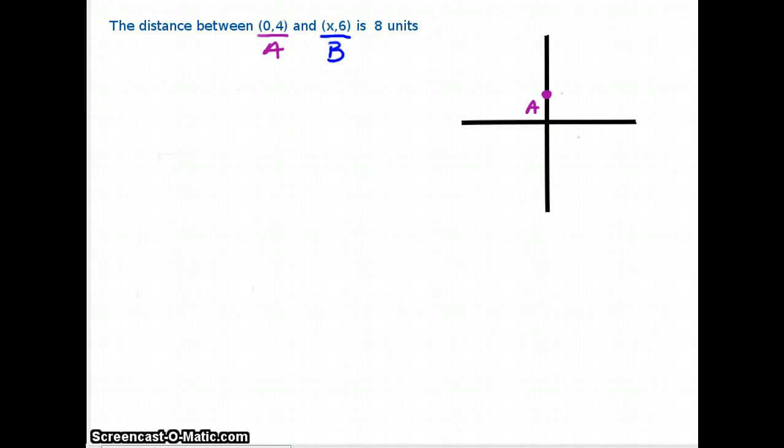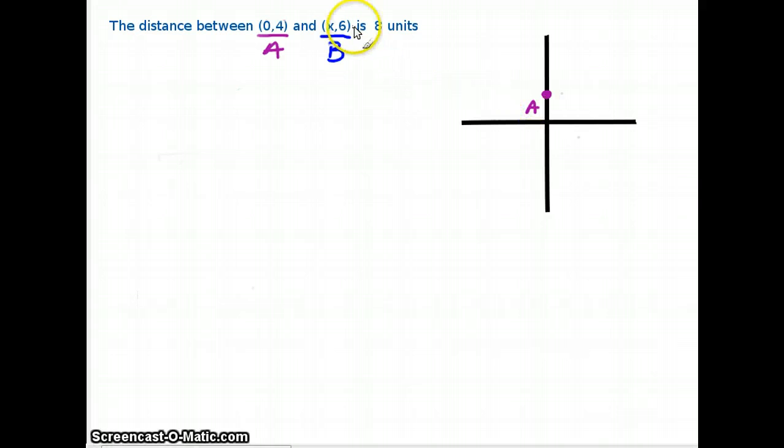The next thing that I'm going to do is look at B right here and see that this x value is unknown, which means that I have the option of moving to the left or to the right as much as I want. So not knowing that, I'm really going to need to look at this from two different perspectives. One is saying that this point might be over on the right-hand side of A. The other idea is that it might be over on the left-hand side of A.